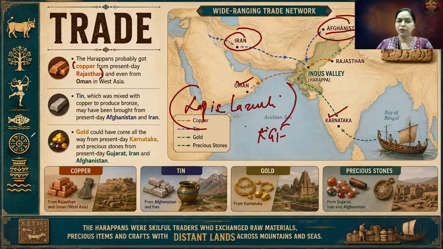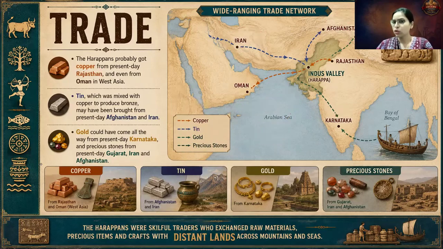Fine. So in this manner, they were able to fulfill their needs through this elaborate trade contacts. So once again, copper they got from Rajasthan and probably also from Oman in West Asia. Tin they got from Afghanistan and Iran. Gold from Karnataka and precious stones from Gujarat, Iran, and Afghanistan.